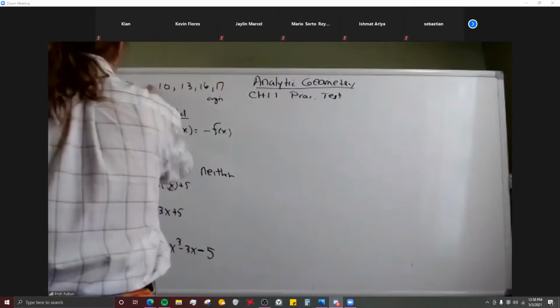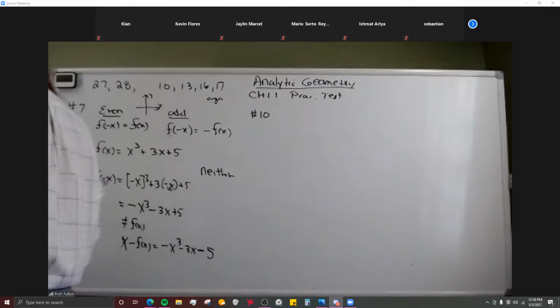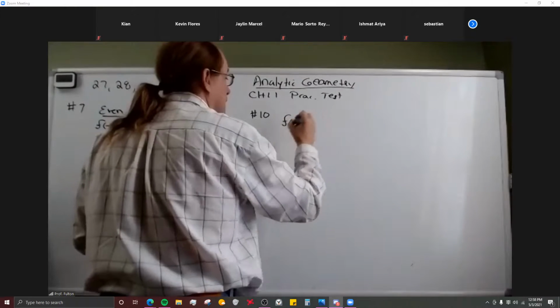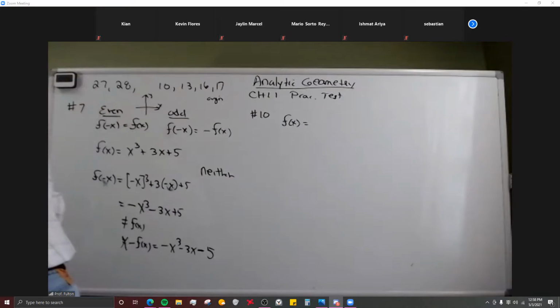So you'll learn about that more beyond just this. Okay, so that's 7. And number 10. Graph the following functions using the graphing calculator or a computer app, and then describe as best you can the domain and range of each function. So here's my f of x, and it looks like the cube root of 2x plus 5.